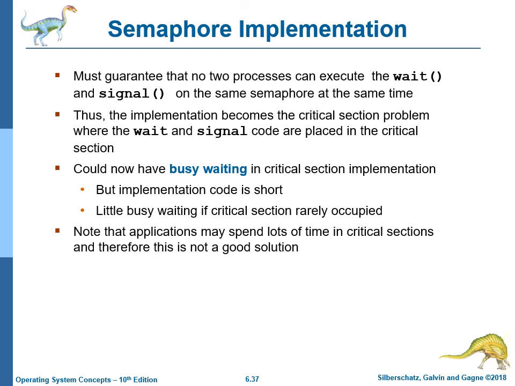Tapi dalam multiprocessor, interrupt will be disabled on every processor. So otherwise, instructions from different processes that are running on different processors may interleave in some arbitrary way. So therefore, SMP systems must provide alternative locking techniques, such as compare and swap or spin lock, to ensure that the wait and the signal are performed atomically.